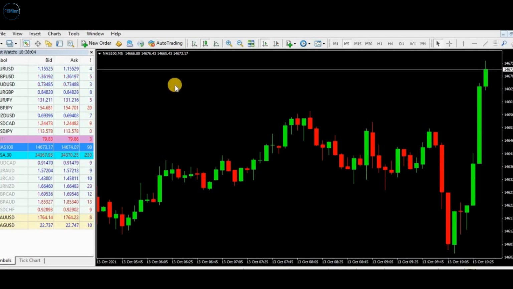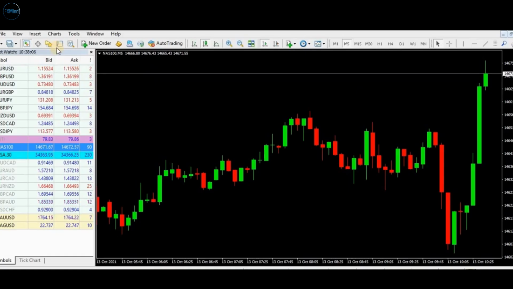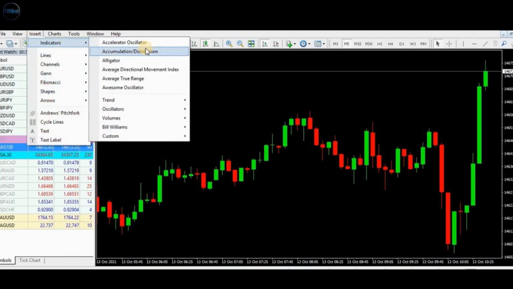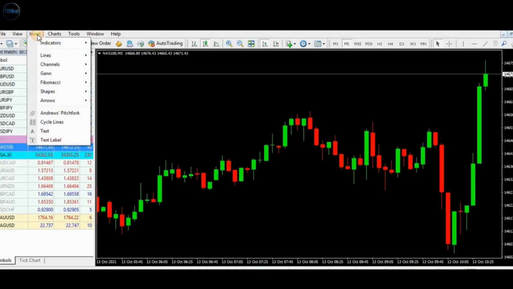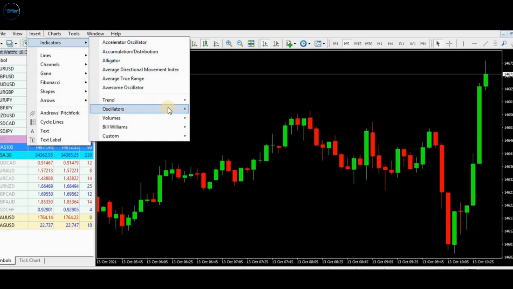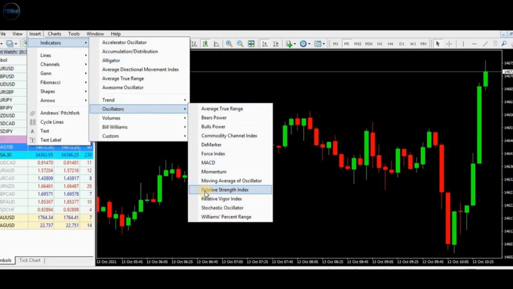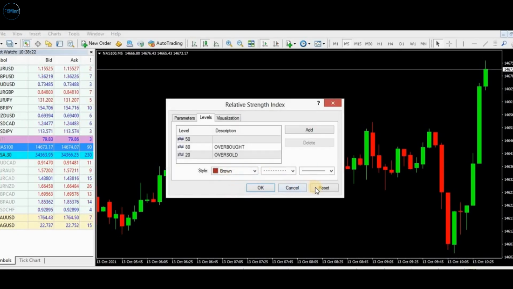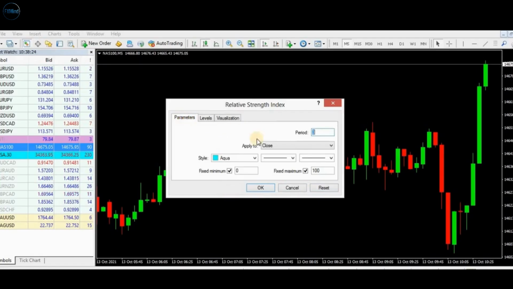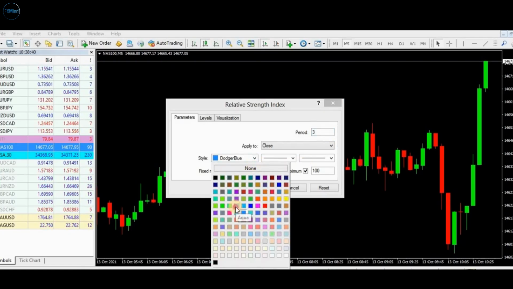Now the next thing we have to do is add the RSI, so I can actually explain to you how it works. So you click on insert, go to indicators, you go to oscillators, and then you go to relative strength index, as you can see here. Click on that, and the default that comes with the RSI is 14 and it's blue. What we will do, we will change the period, as you saw in the previous video. We're going to change the period to 3, and we're going to make it aqua, blue.